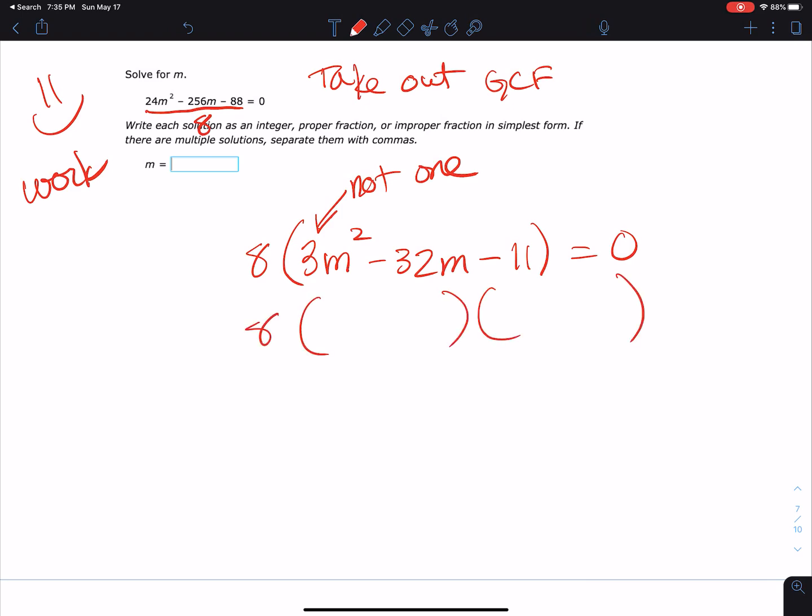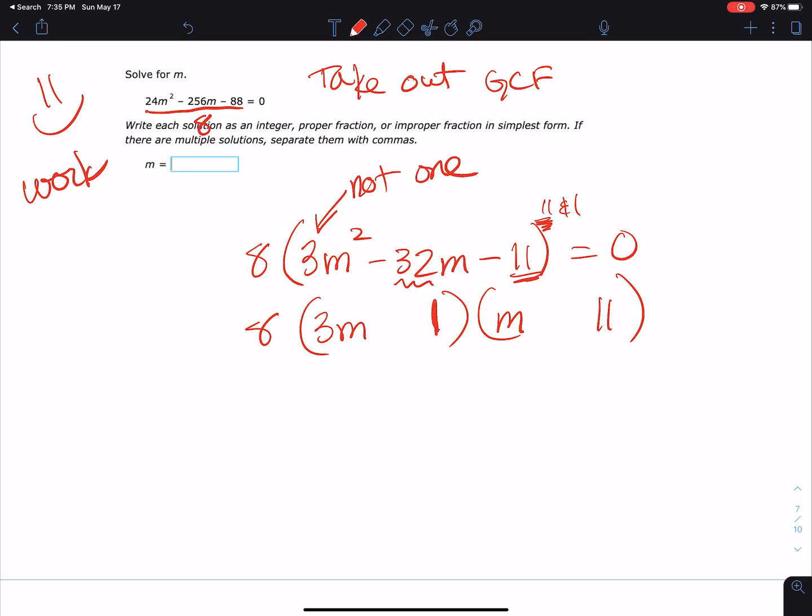So, all right, what would make a 3m squared? Well, that would be a 3m and an m, okay? Now, what would make an 11? Well, thankfully, I don't have many options. It's just 11 and 1. Now, my middle term's pretty big. It's pretty giant. So to be strategic, I'm going to put my 11 over here so that it would multiply with the 3. And I'm going to put my 1 on this side.